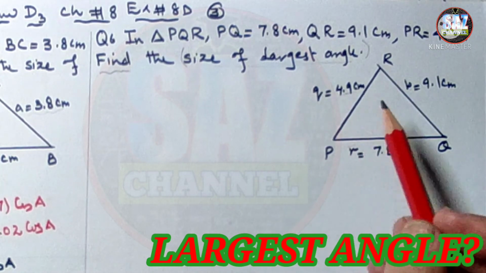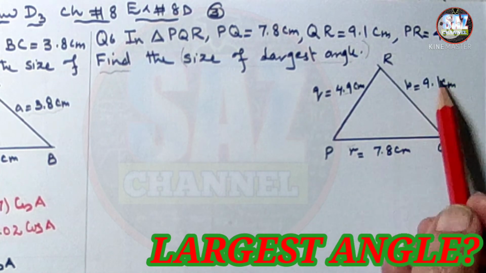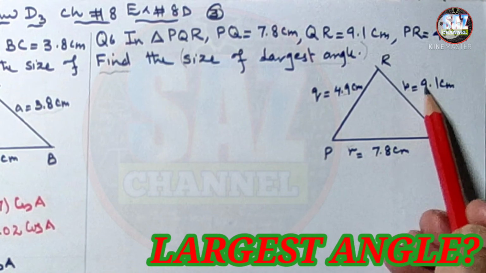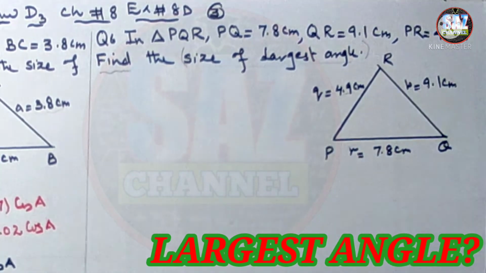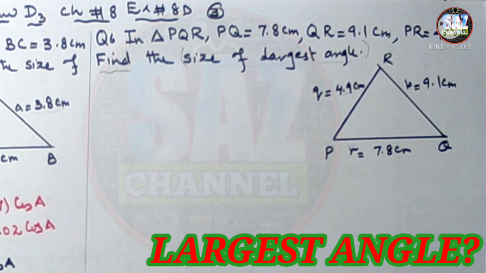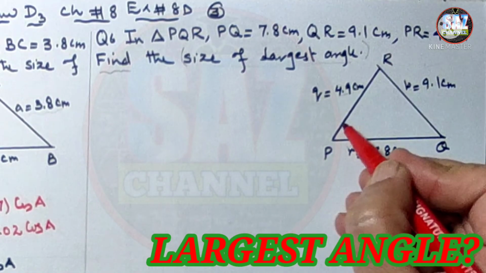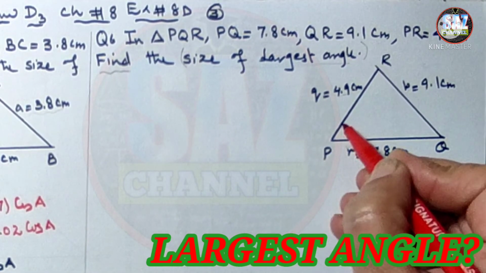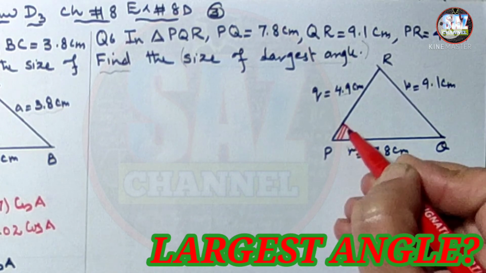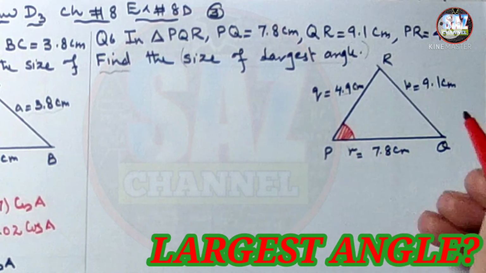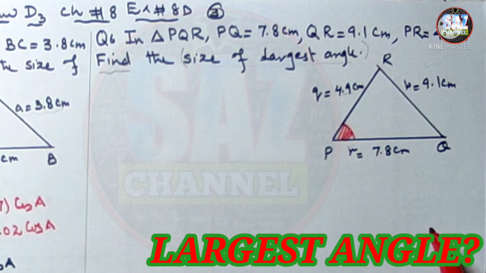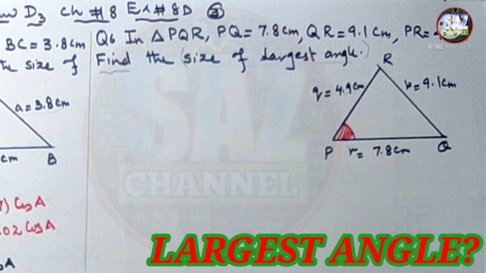So one side is 4.9, other is 7.8, and the third is 9.1. This is the length which is in front of the vertex P, so it means that P is the largest angle. So we have to find P, and then we have to decide that by which rule, either sine law or cosine law, we have to find this angle. As none of the angles is already given, we are just given with three lengths, so we have to apply cosine law in order to find this angle.